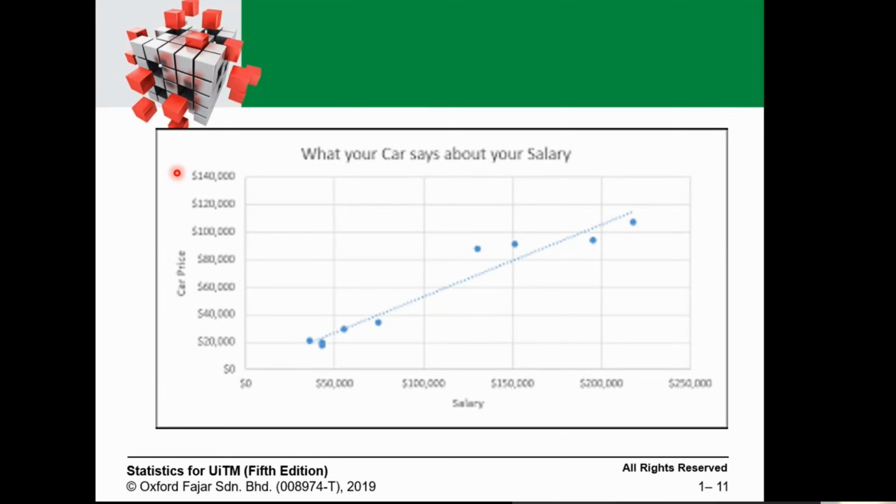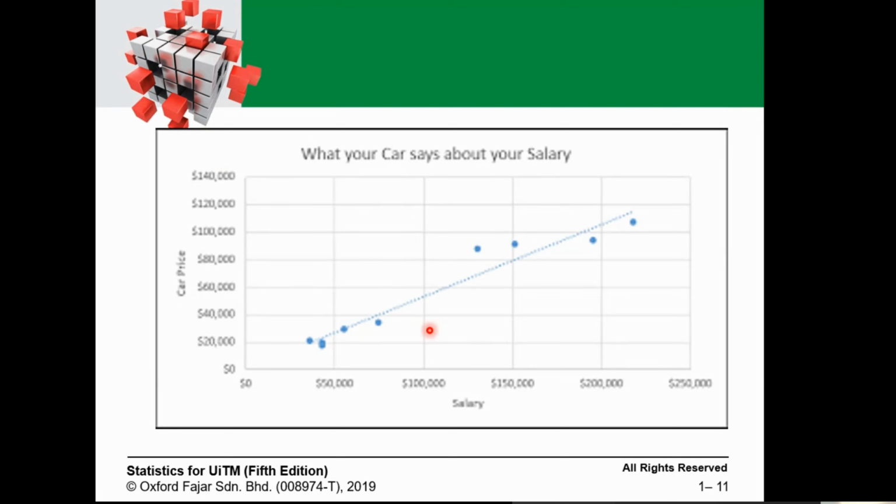So this scatter diagram shows the relation between the salary and car price, and this study shows that there is a relation, and they are positively correlated, which means an increase in the salary goes with an increase in the car price the person likes to obtain.